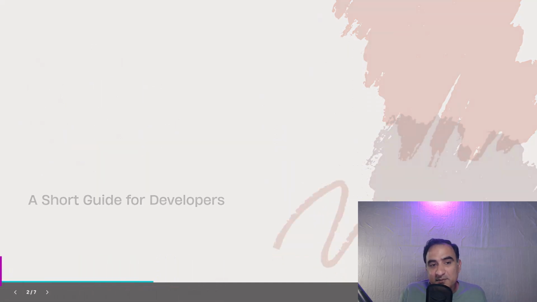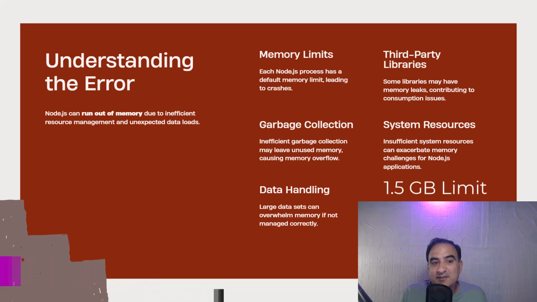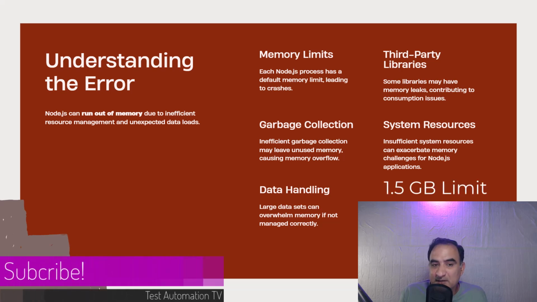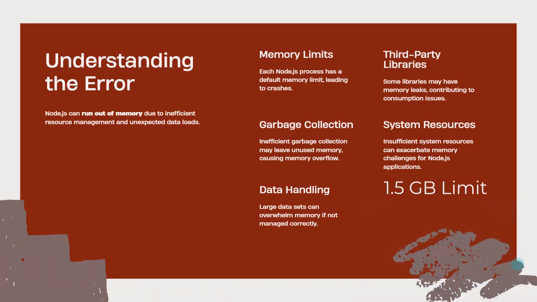This happens because Node.js has a default memory limit, which is around 1.5 GB. That is nothing when you are spinning up dozens of browser contexts with Playwright. Basically, Node.js is trying to run Chrome inside Chrome and many tabs.